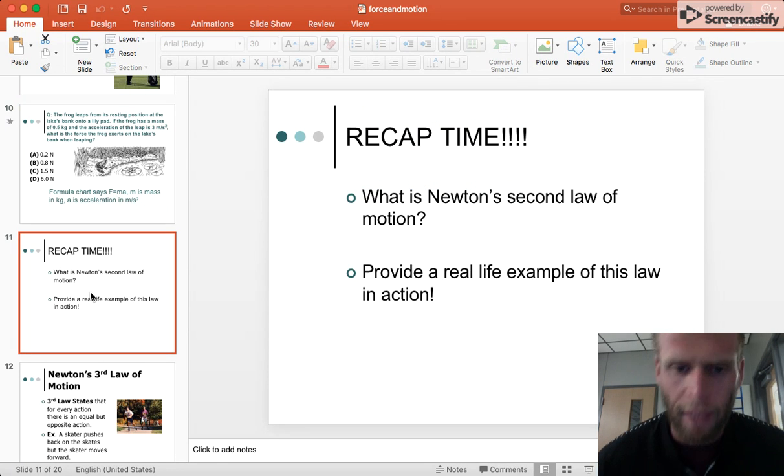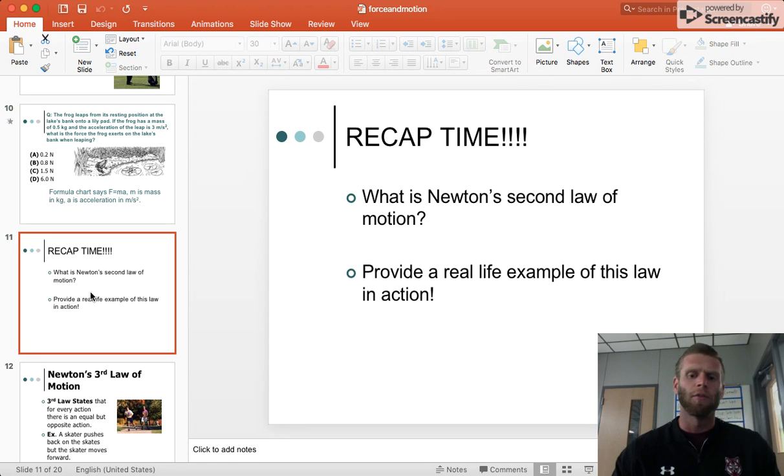Recap time, second one, here we are, we love it. What is Newton's second law of motion? And provide an example, not my frog.